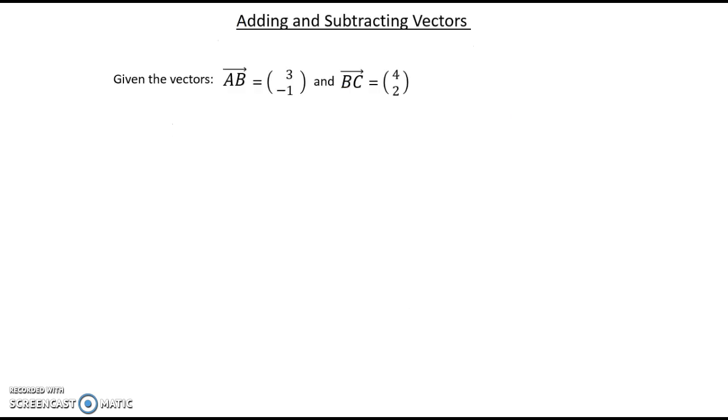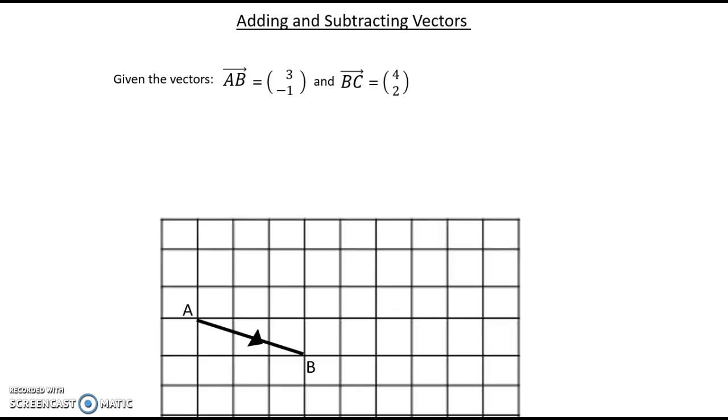Addition and subtracting vectors. If we are given that the vector AB is (3, -1) and the vector BC is (4, 2), then you start from point A and go to point B by moving 3 to the right and 1 downwards, and now starting from B and going to C by moving 4 to the right and 2 upwards, then we see that we were at the point A and we end up moving from A to C in this direction here.